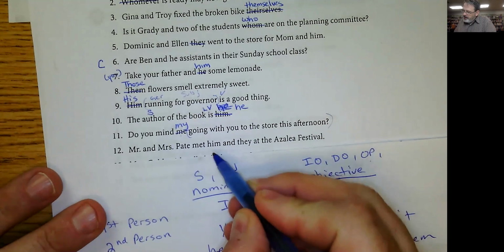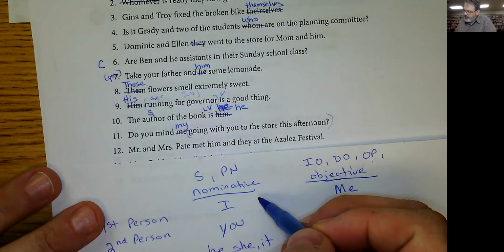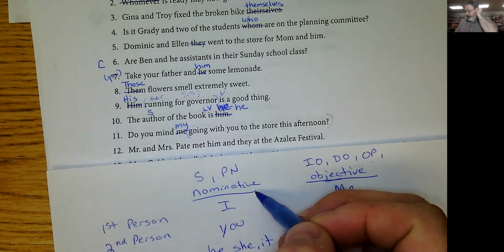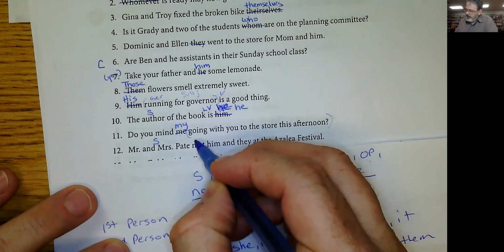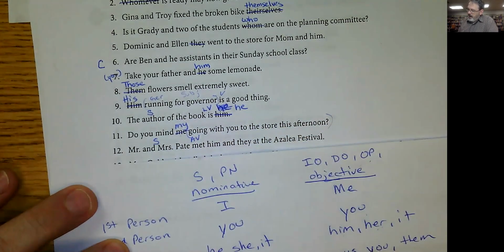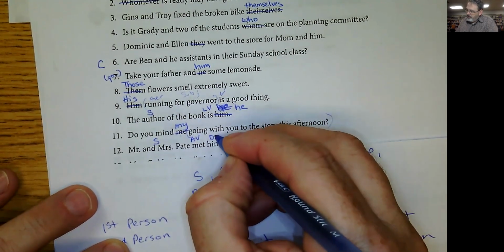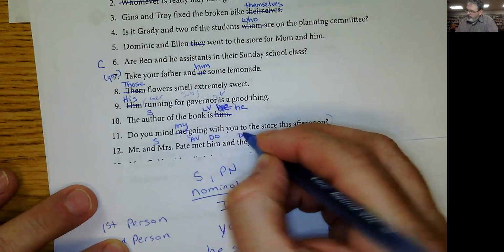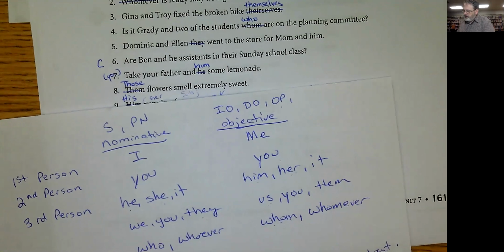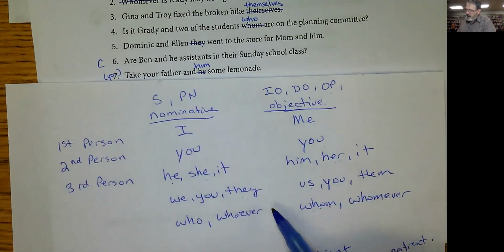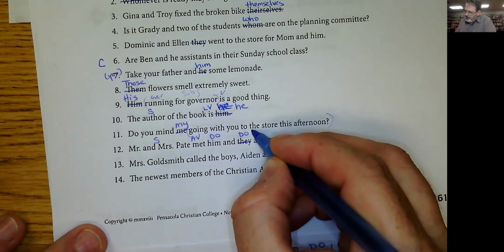Mr. and Mrs. Pate met him and they at the Azalea Festival. Okay, so we've got the subject here, the Pates, they're the subject, they did something, action verb, met. Who did they meet? They met two direct objects, him and they. That should be objective case. Him is objective case, but they is not. So we need to cross out they and put them.